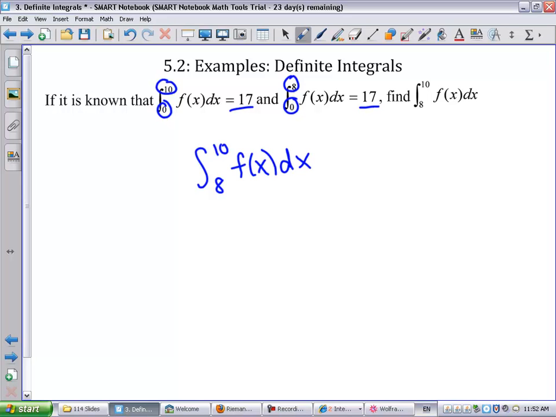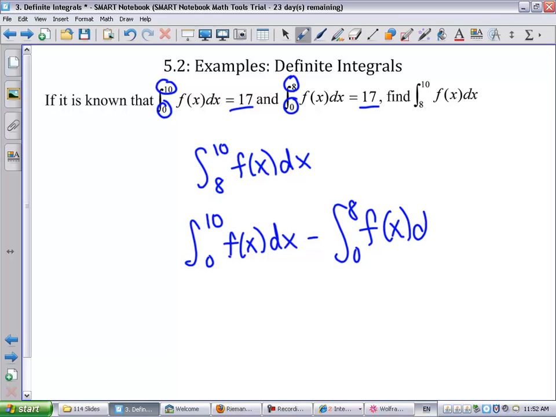Well, the integral from 8 to 10 is going to be the integral from 0 to 10 minus the integral from 0 to 8, right? Because we want the area just between 8 and 10. So we'll take the whole area from 0 to 10 and get rid of the area just between 0 and 8. Well, that's 17 minus 17, so the answer we're looking for is just 0.